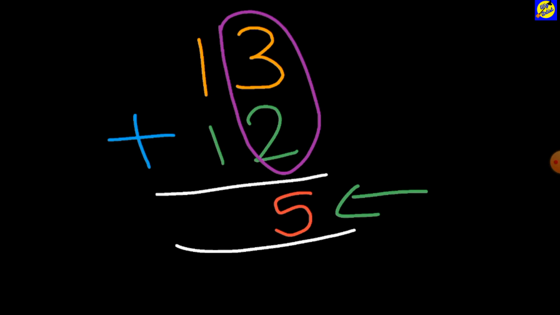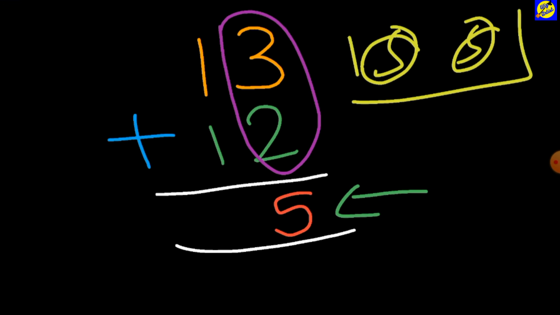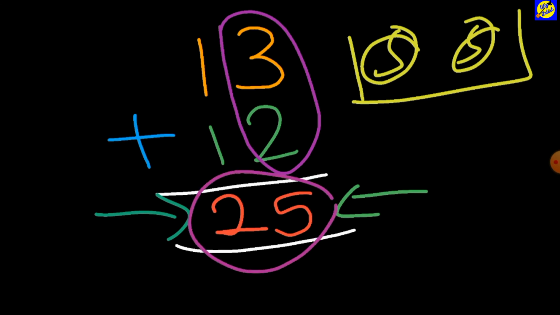Now what is 1 plus 1? 1 and 1. 1 plus 1 is 2. So I'm going to write 2 over here. So what do I get? I get 25.